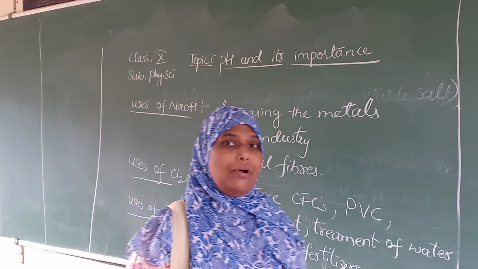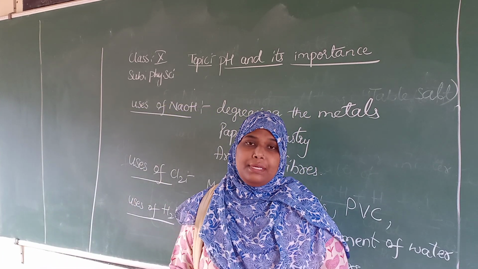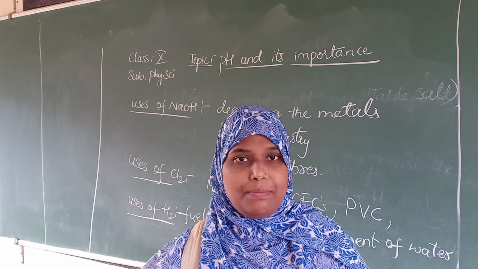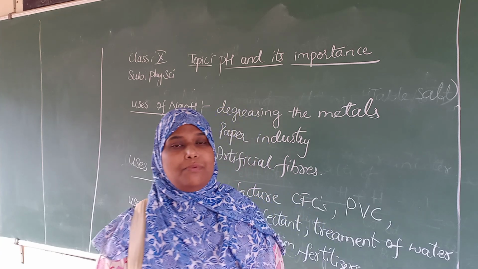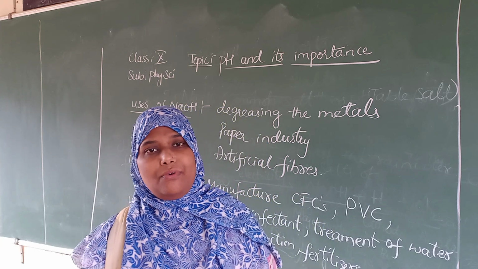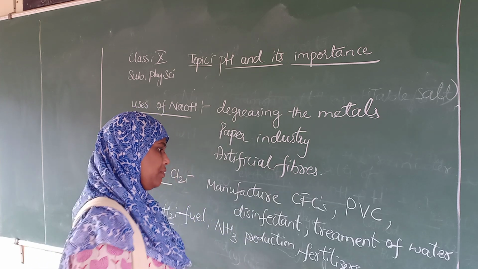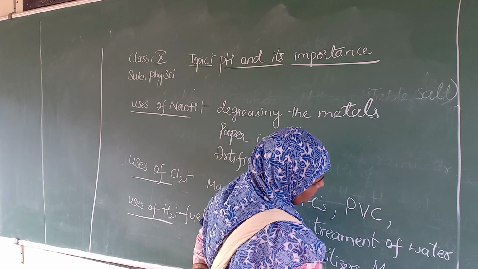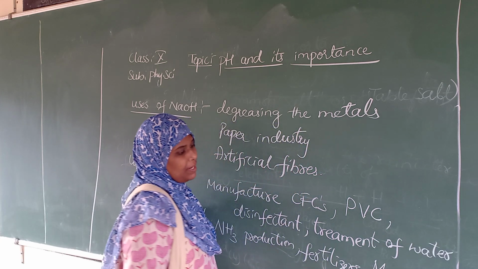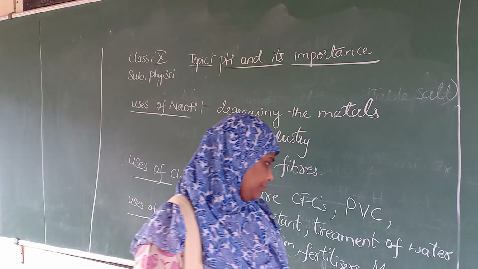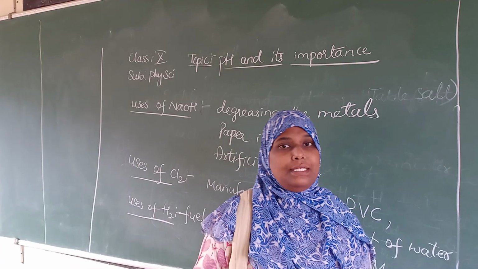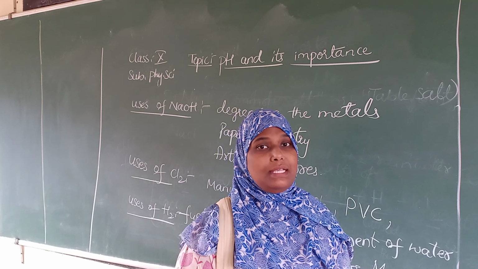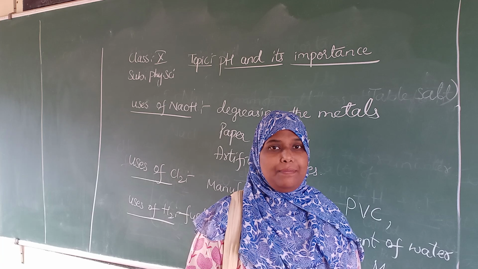Actually, liquid oils undergo oxidation easily. So in order to prevent that, we hydrogenate the oils. That process is called hydrogenation of oils, and because of hydrogenation of oils, we get the substance called margarine. And margarine adds taste to the food, as well as it can be stored for a long time. It has a long shelf life.